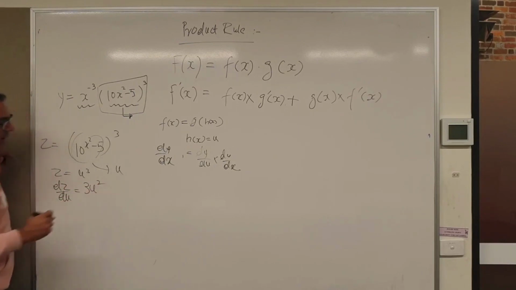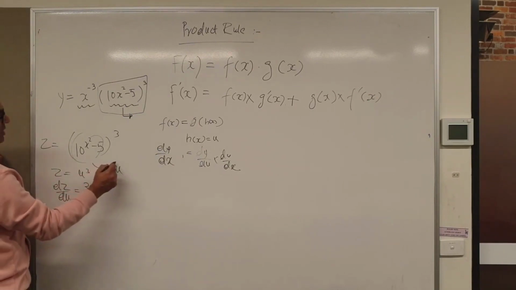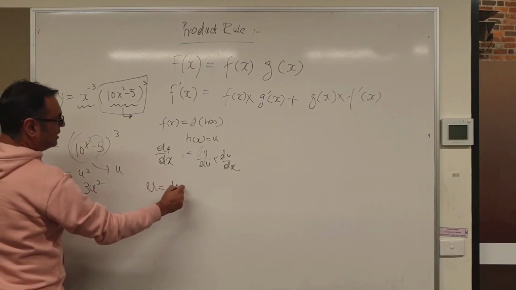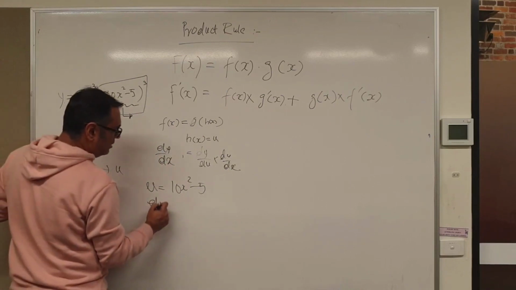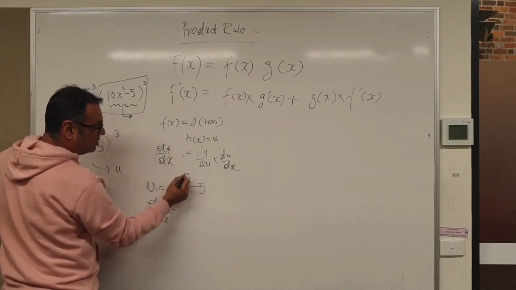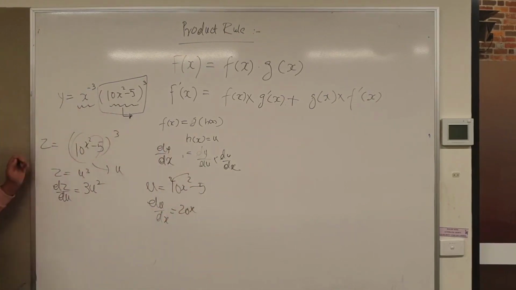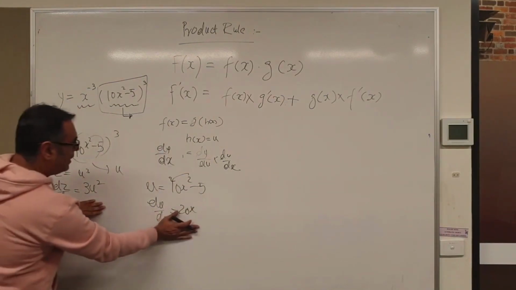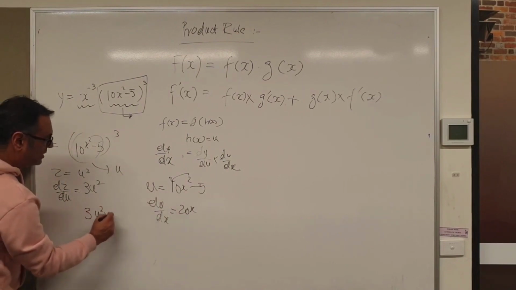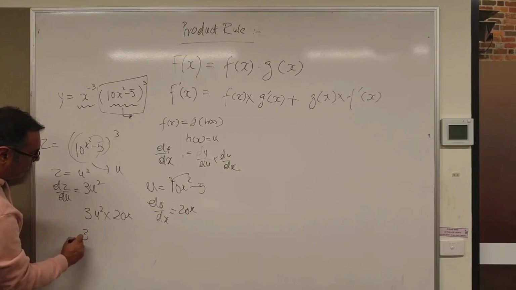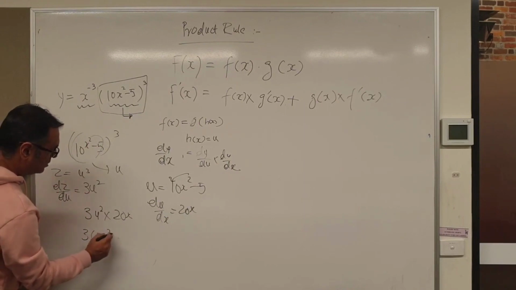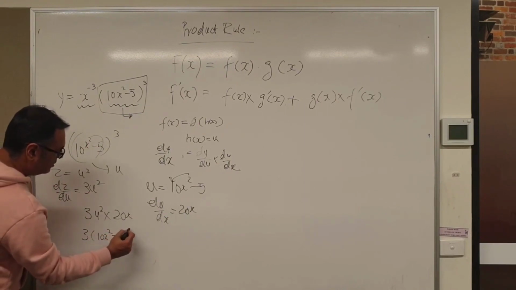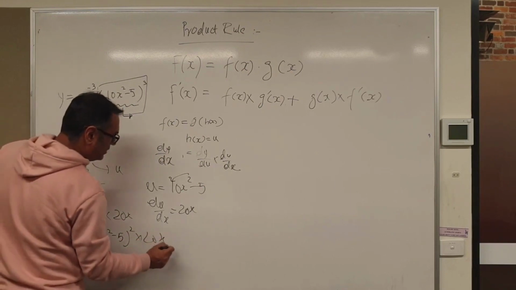3 times u squared, right? And what is u? U is 10x squared minus 5. Can you not find du by dx, which is 20x? Now you multiply the two. So you said 3u squared times 20x and sub u in. U is 10x squared minus 5, squared, times 20x.